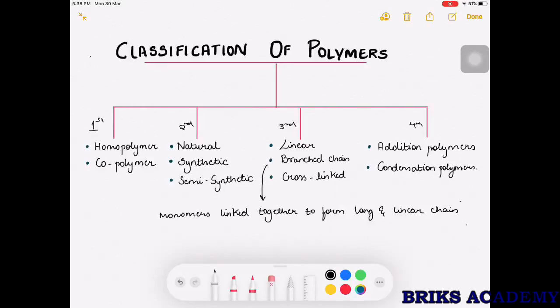Branch chain polymers are those polymers in which monomers are linked together to form long chains, as well as side chains, also called branches. For example, LDPE, which is nothing but low density polythene, and glycogen, which is present in human bodies, are examples of branch chain polymers.